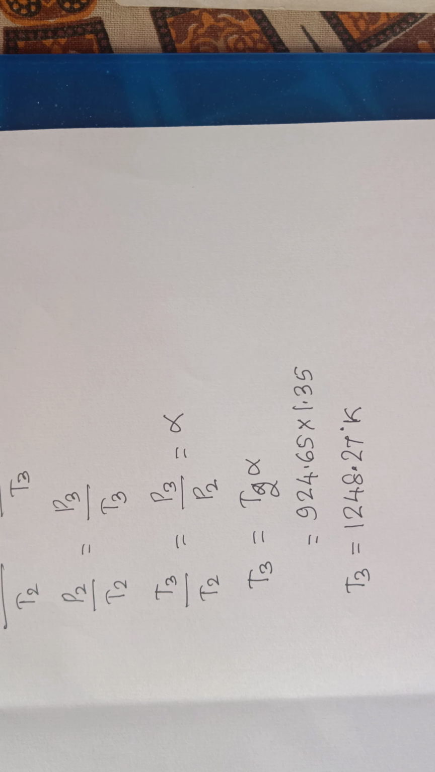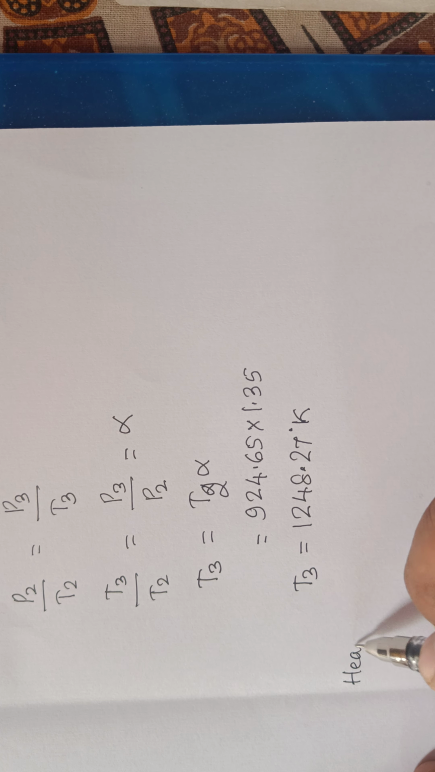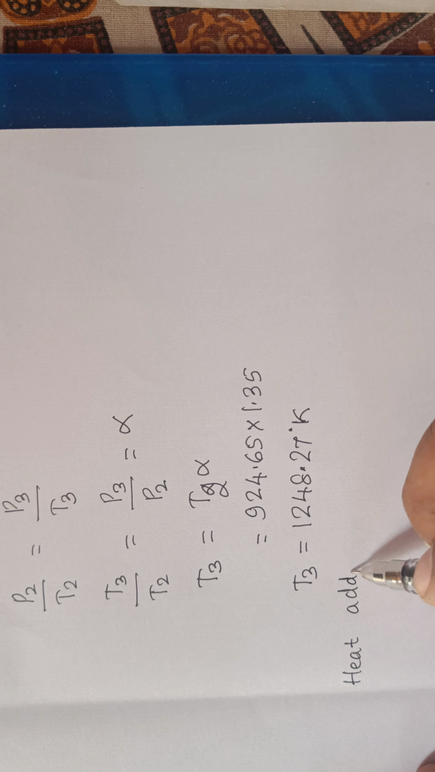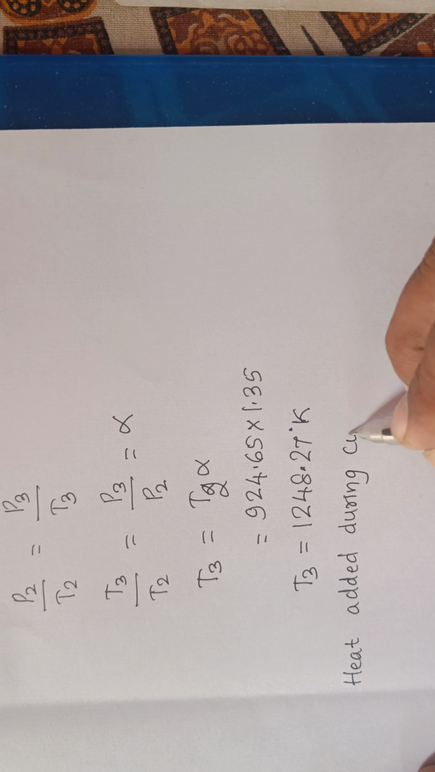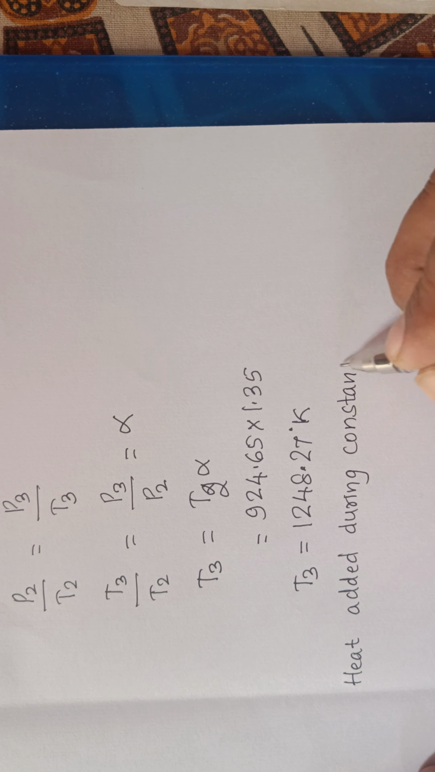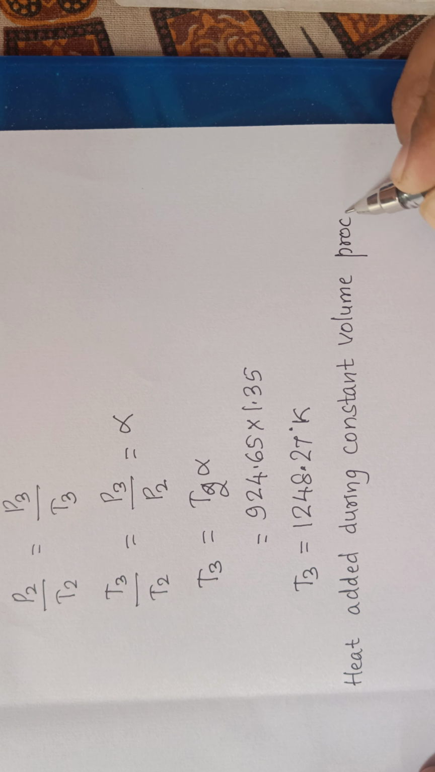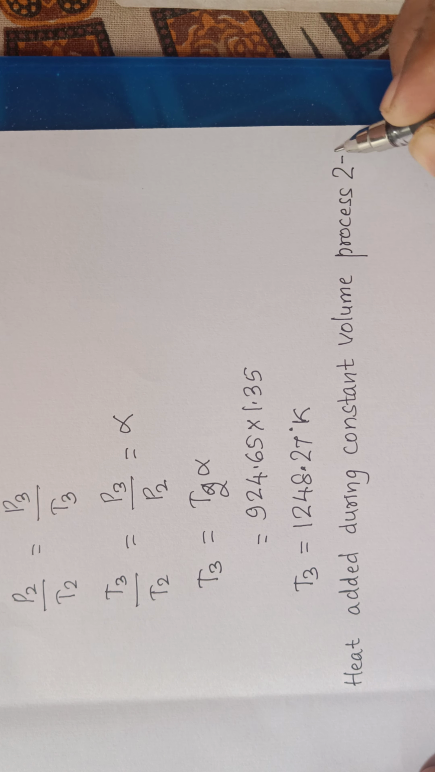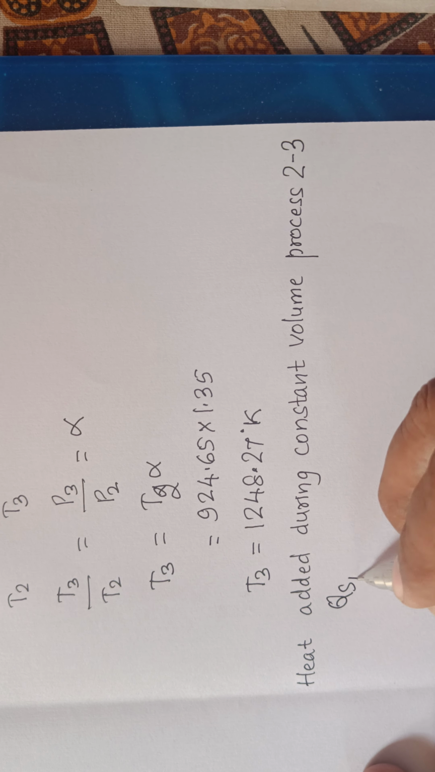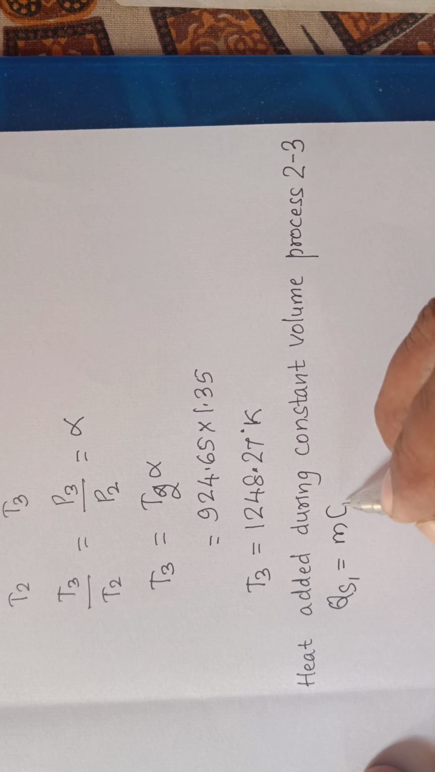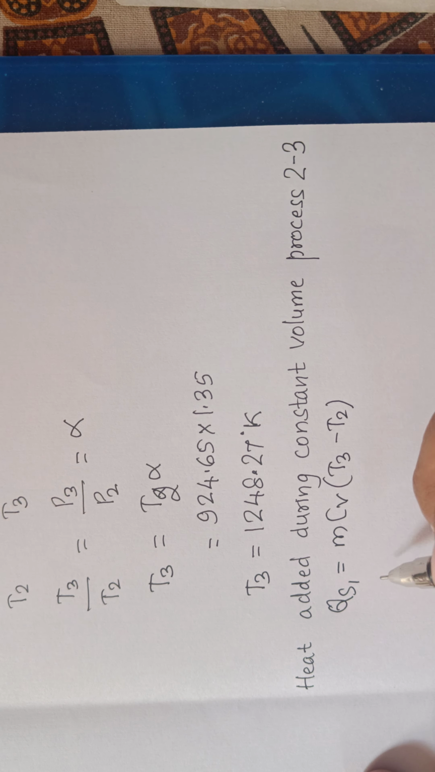Next, find out the heat added at constant volume, which is asked in the problem. So the heat added during the constant volume process, I will write it again, 2 to 3, is QS1, which is equal to m Cv into T3 minus T2. We are considering per unit mass.